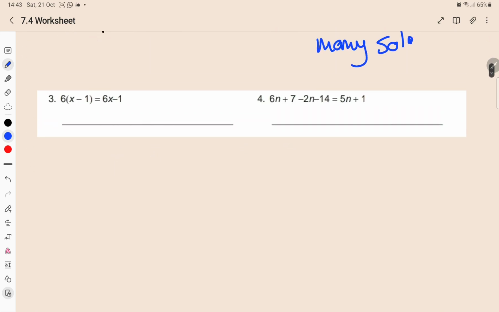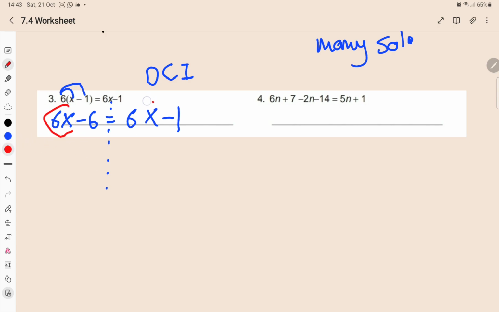Very good. Question 3. This is revising 7.3 also, distributive property. Again, DCI: distribute, combine, inverse. So 6 times x first, and then 6 times negative 1. 6 times x is 6x, 6 times negative 1 is negative 6, equal 6x minus 1. Combine the like terms, 6x and 6x. It will move, it was positive here, so it will move with negative 6x.